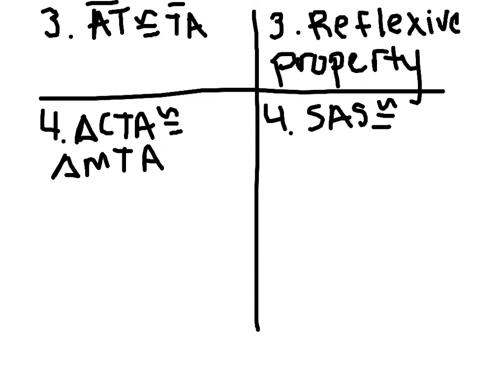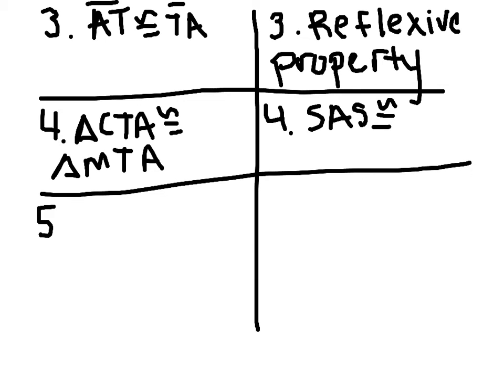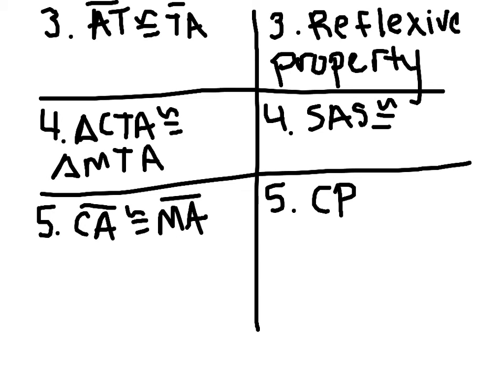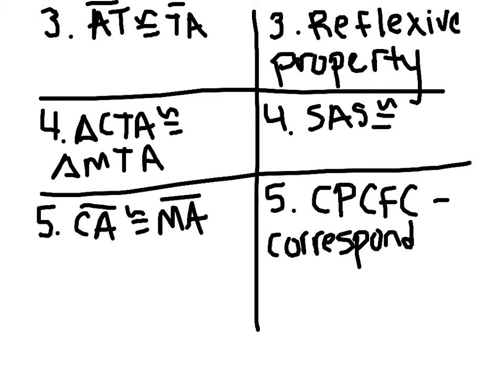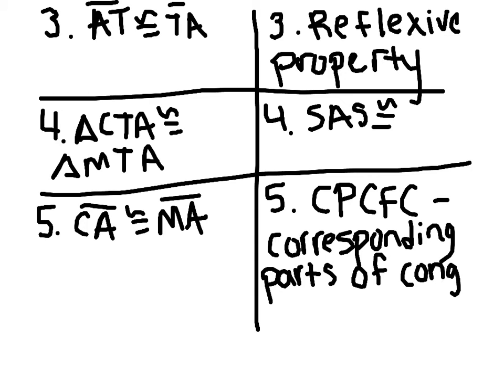And then once the triangles are congruent, all the other parts of that triangle are congruent. So I now know that CA is congruent to MA by the CPCTC. And remember, that stands for corresponding parts of congruent triangles. And we're going to say figures, because it's not just triangles, are congruent.